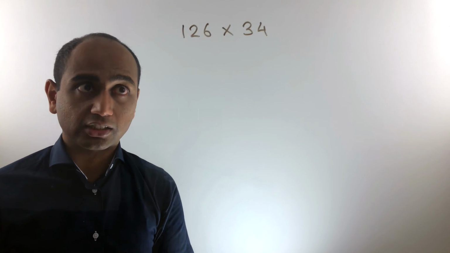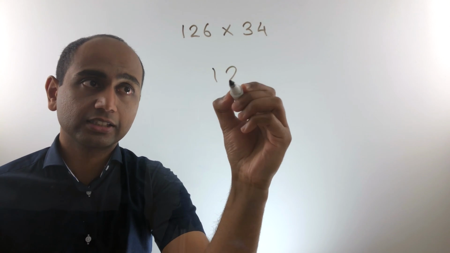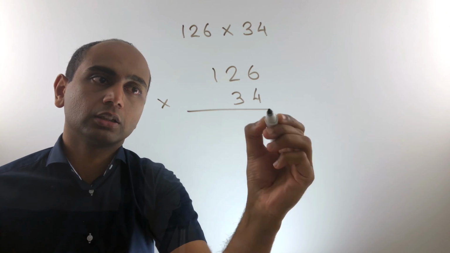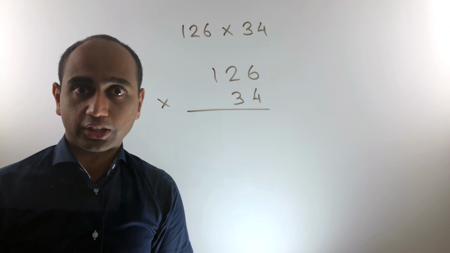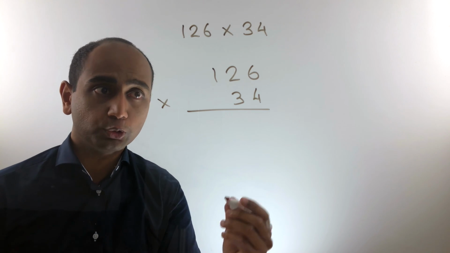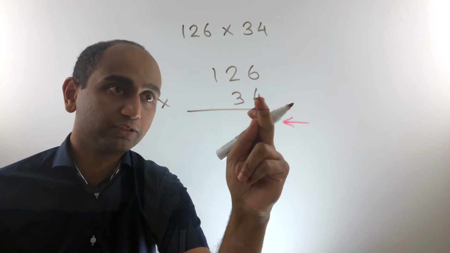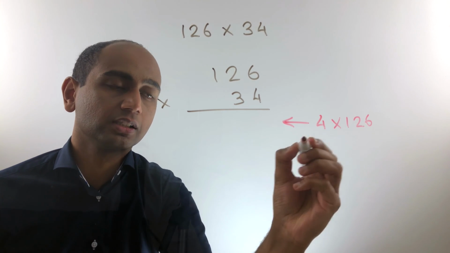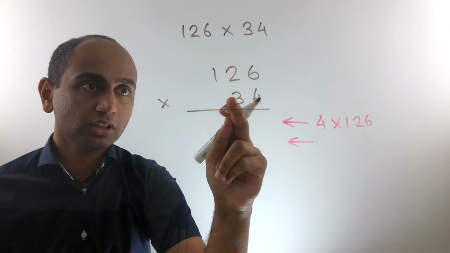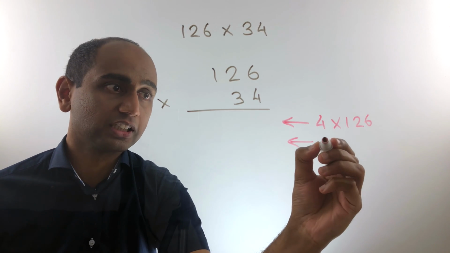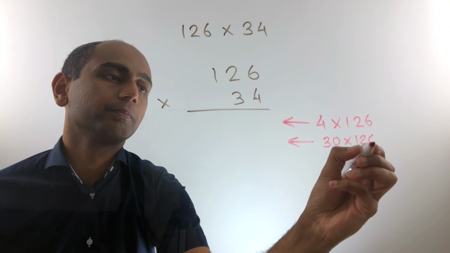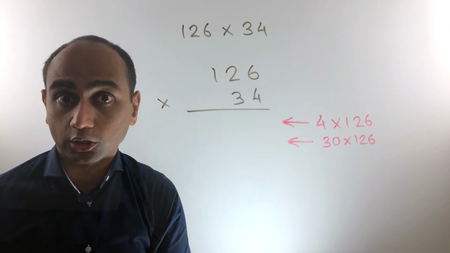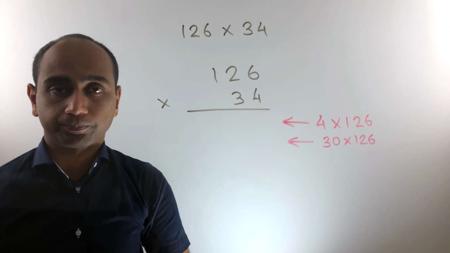Let's take a look at the final example then. We've got 126 multiplied by 34. And we're going to do the same kind of thing. What we're going to end up with is 2 rows of working. The first row will give us 4 lots of 126. So that's 4 multiplied by 126. And the second row will give us 30 lots of 126. And once I've got those, I can add them up to simply give me 34 lots of 126.